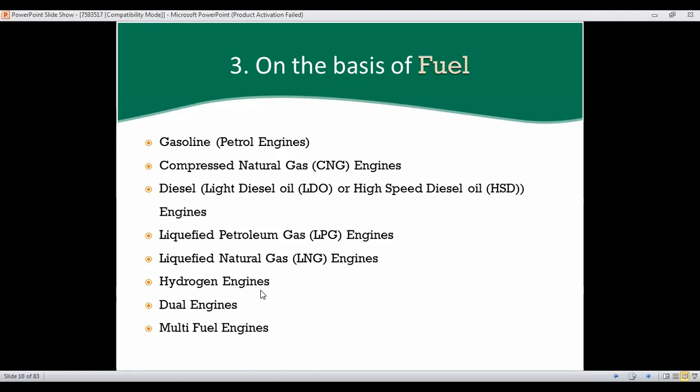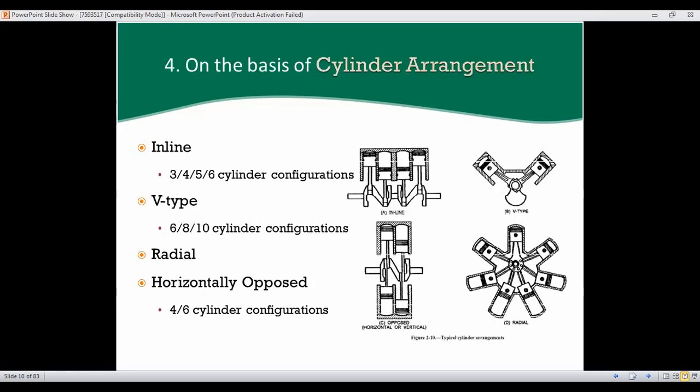Hydrogen engine is based on hydrogen energy. Dual engine is nothing but an engine that can operate on two fuels, like an engine operated by a battery as well as petrol or diesel. Multi-fuel engine: we can use more than two fuels in the same engine.